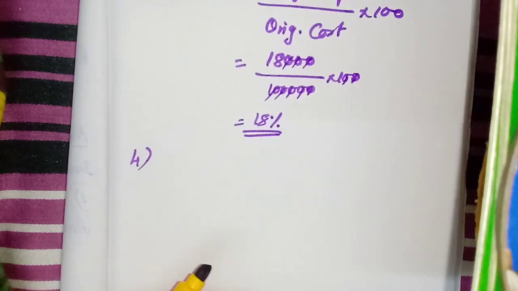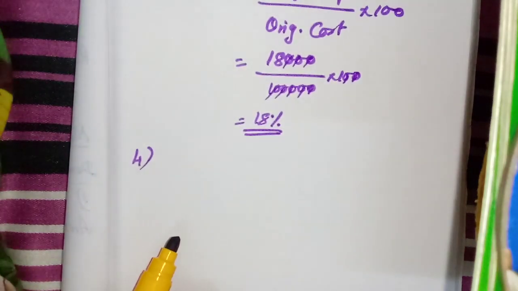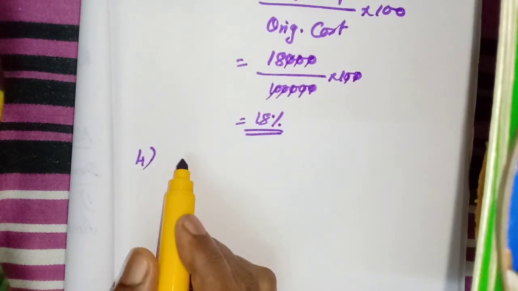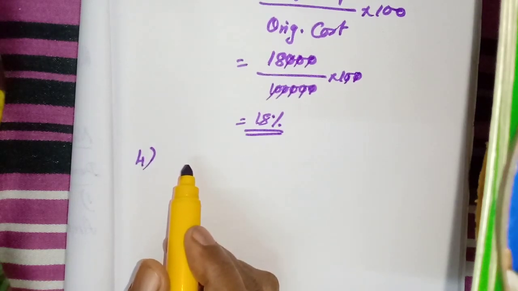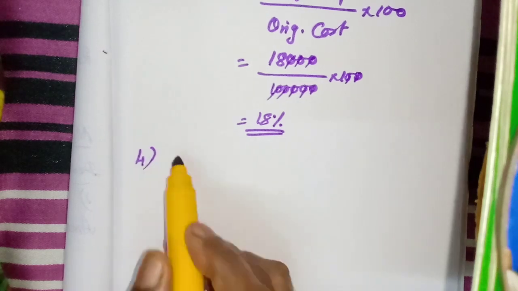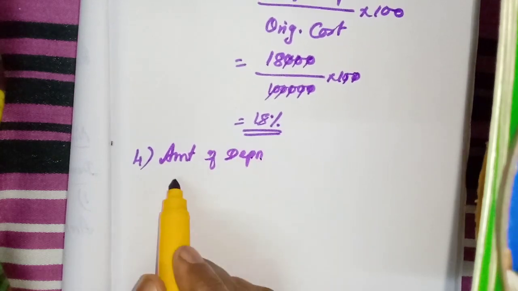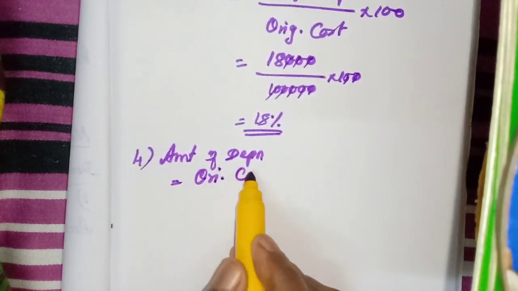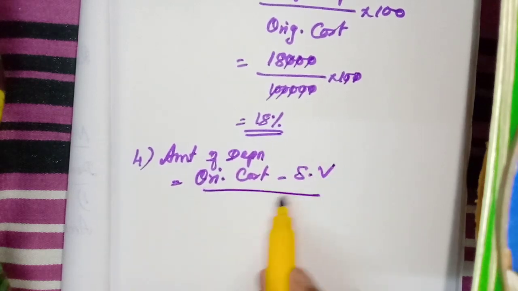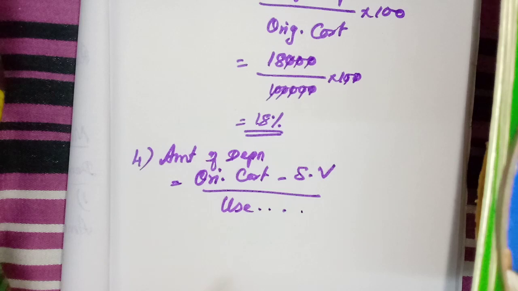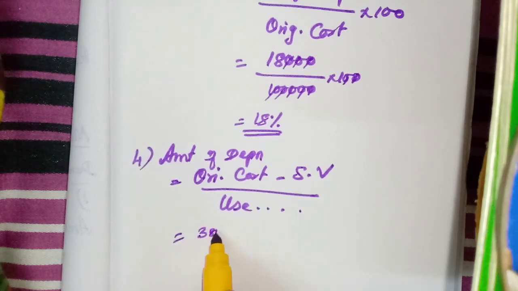So just listen and do all these problems in your notebook. If you don't understand, you ask me. Then next one, calculate the rate of depreciation under straight line method. For rate, we need to calculate first the amount of depreciation. Write the formula: original cost minus scrap value divided by useful life of the asset.